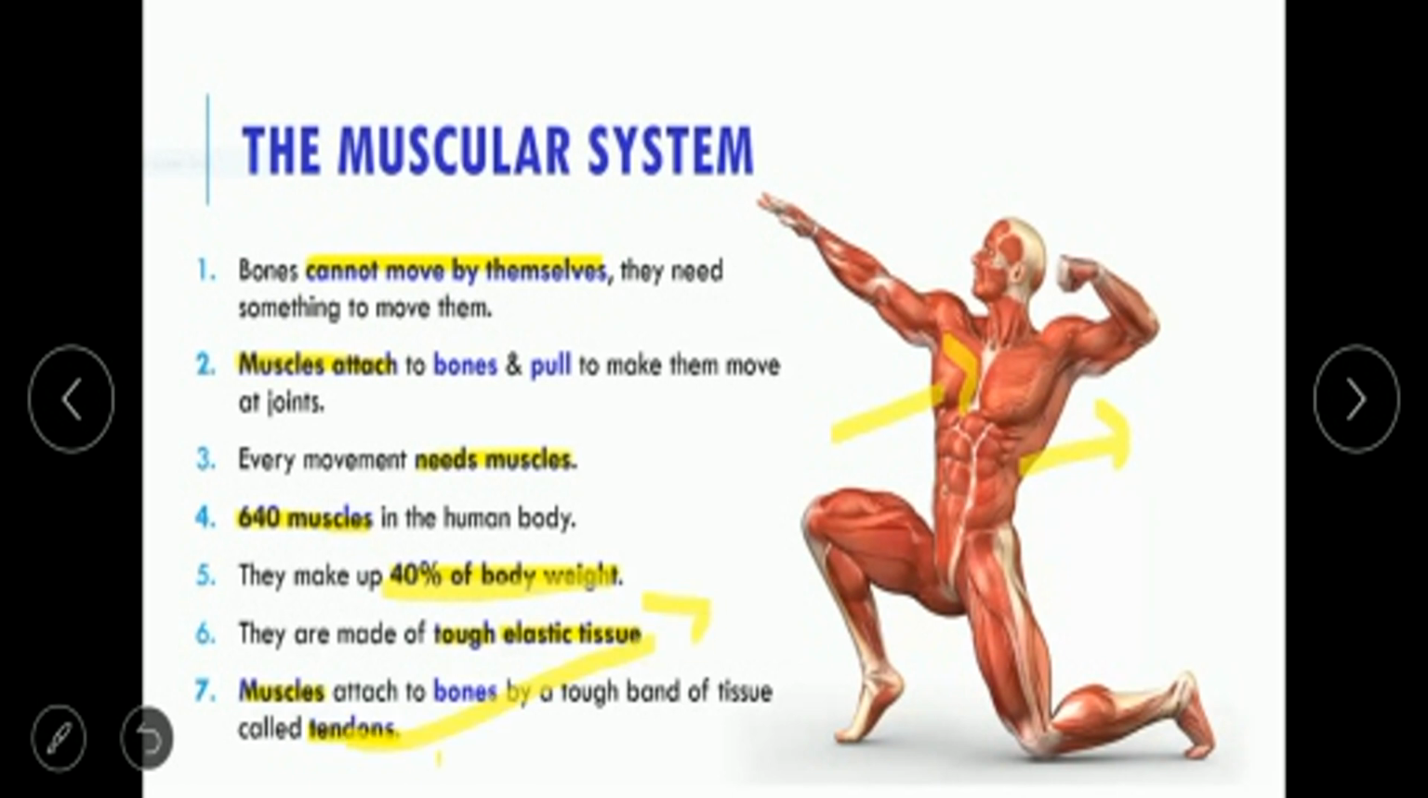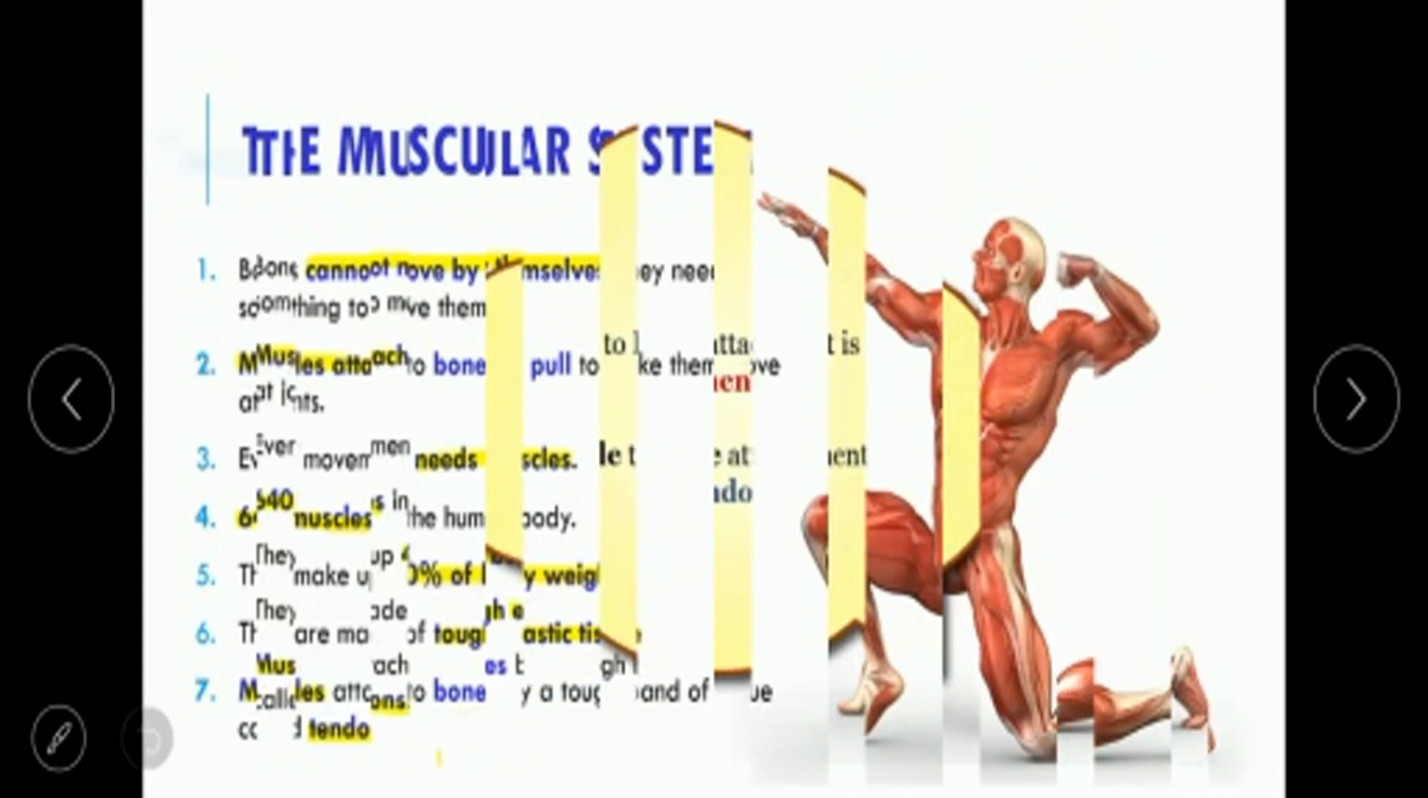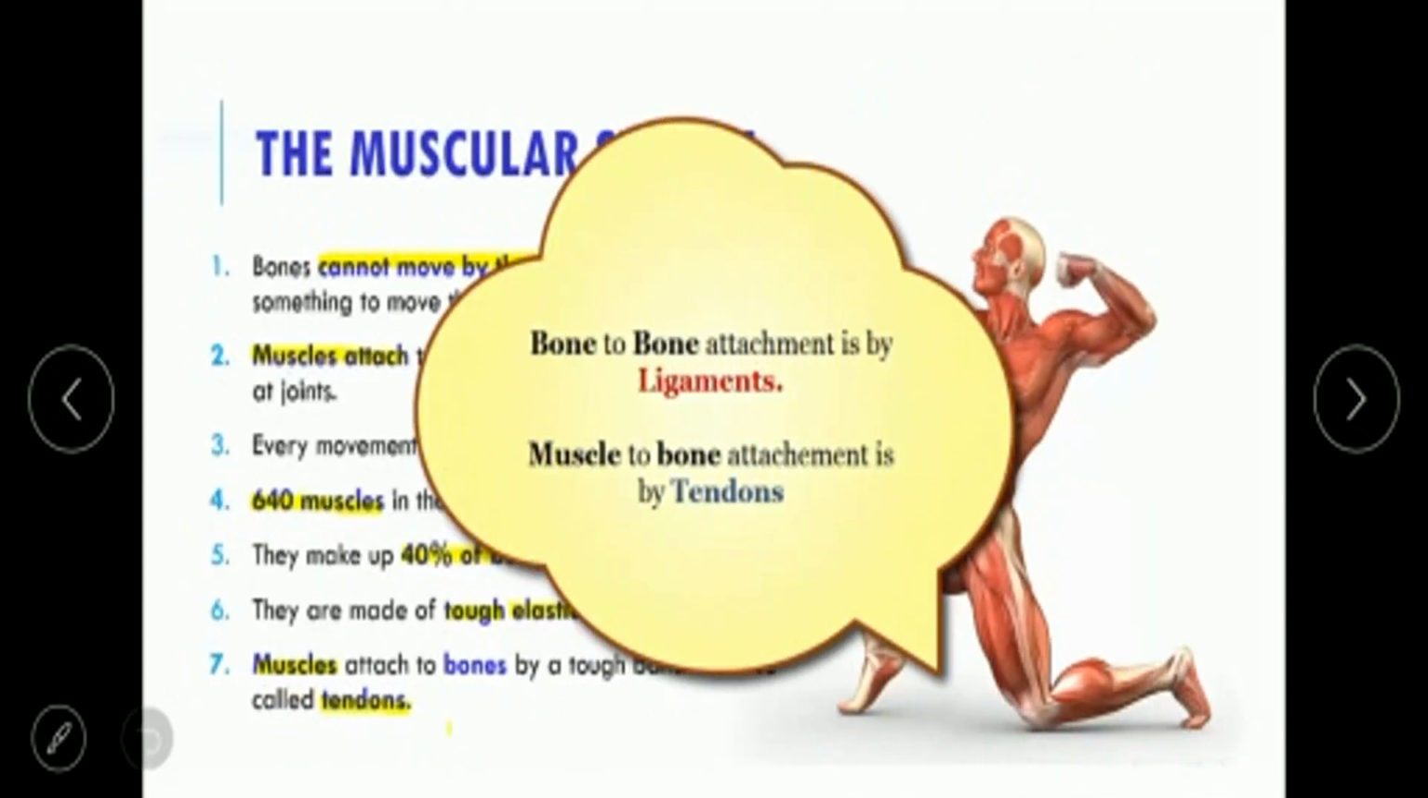Now let me ask a question. If you remember, when one bone is attached to another bone, there is an elastic tissue known as ligament, and when muscle is attached to bone, that is called tendon. So never forget: bone to bone, ligament, and muscle to bone, that is the tendon.